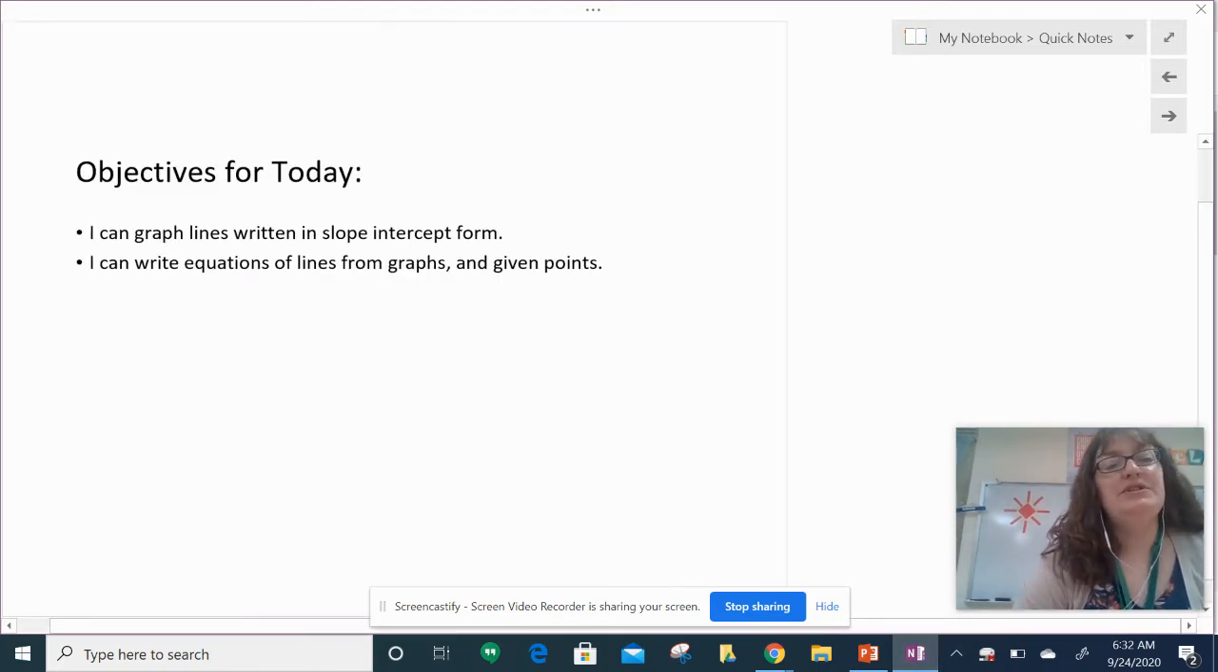So our objectives for today are number 1, to be able to graph lines that are written in slope-intercept form. And number 2, to be able to write equations of lines if I give you points, if I give you graphs, or other information.